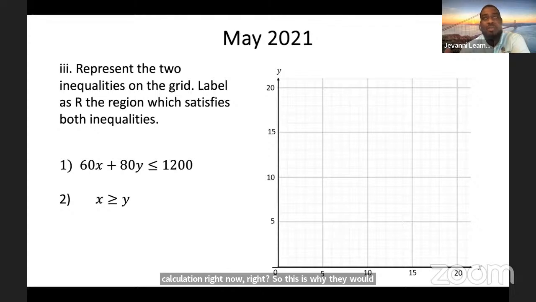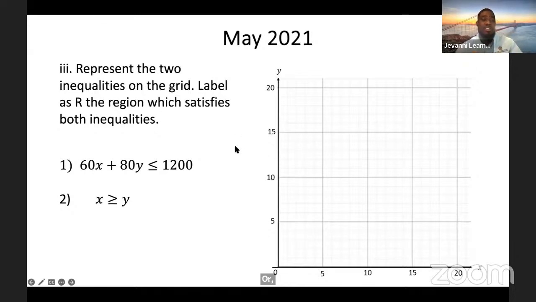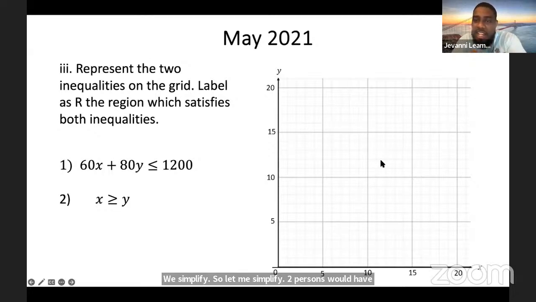Most persons might give up and say, but 1,200 really depends on this. What am I gonna do? So this is what we do. In order to ease the calculation, we simplify. So when we simplify, we get 3x added to 4y less than or equal to 60.